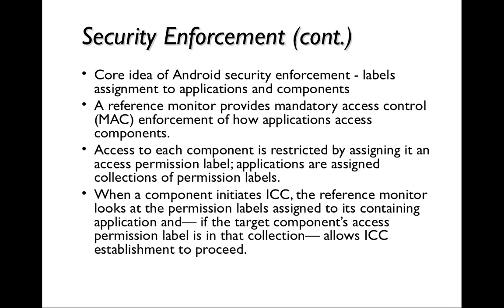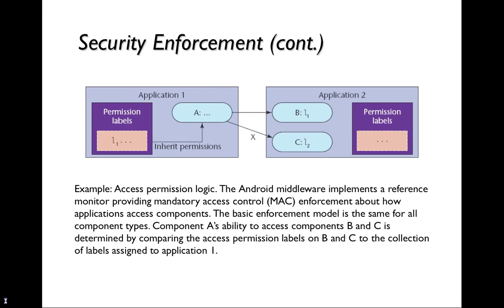And if the target component accesses the permission label in that connection, then it allows it, and the establishment is proceeded. So permission to proceed is given. The security enforcer says, okay, you can go. You can access the internet.